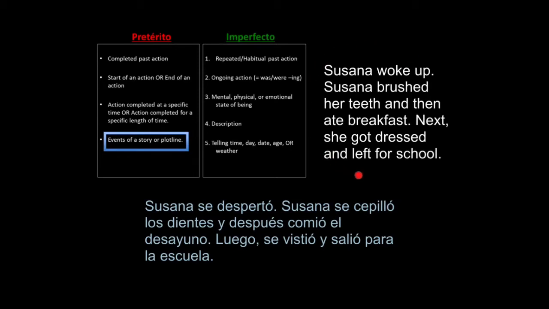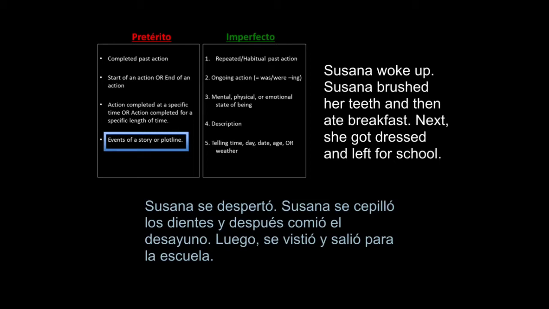Susana woke up, Susana brushed her teeth, and then ate breakfast. Next, she got dressed and left for school. In Spanish, we would say, Susana se despertó, Susana se cepilló los dientes y después comió el desayuno. Luego se vistió y salió para la escuela.